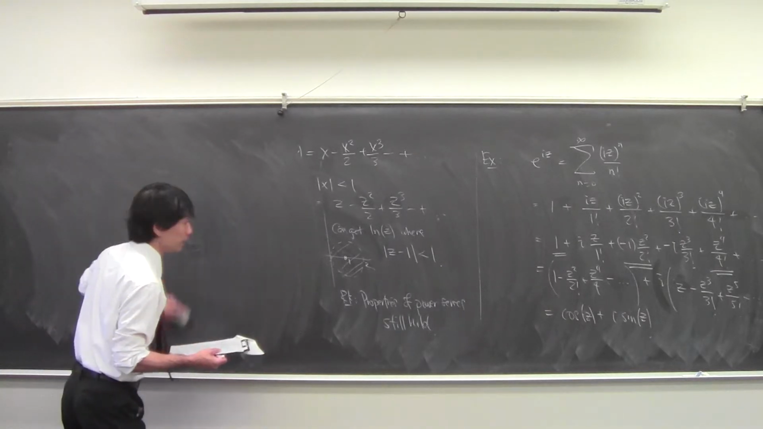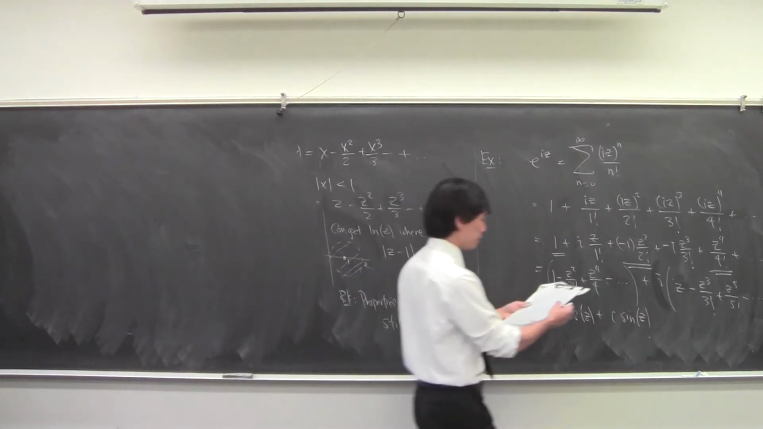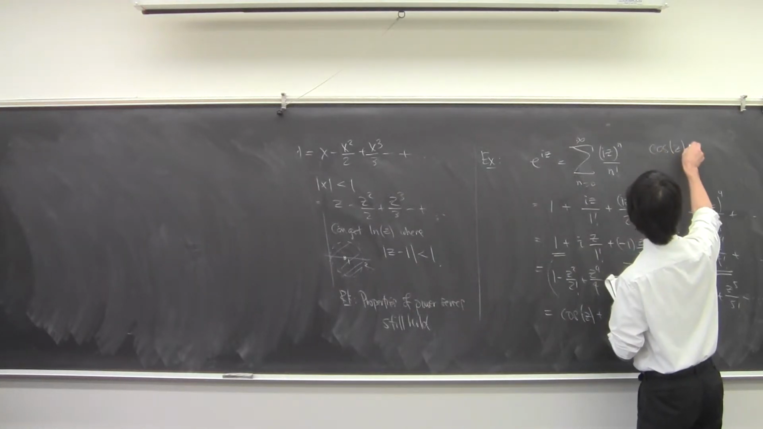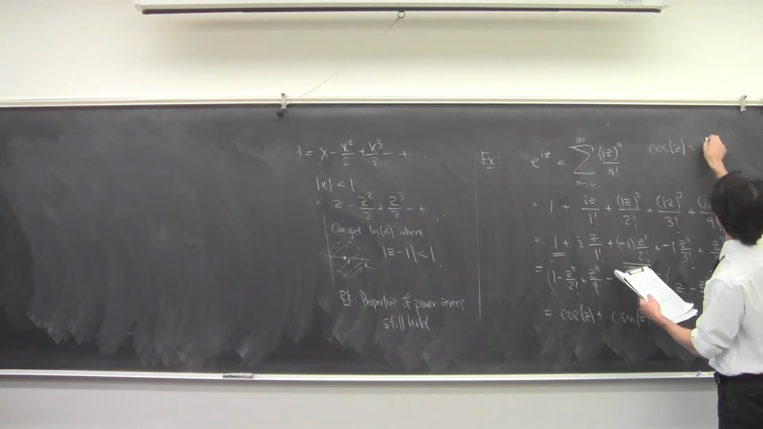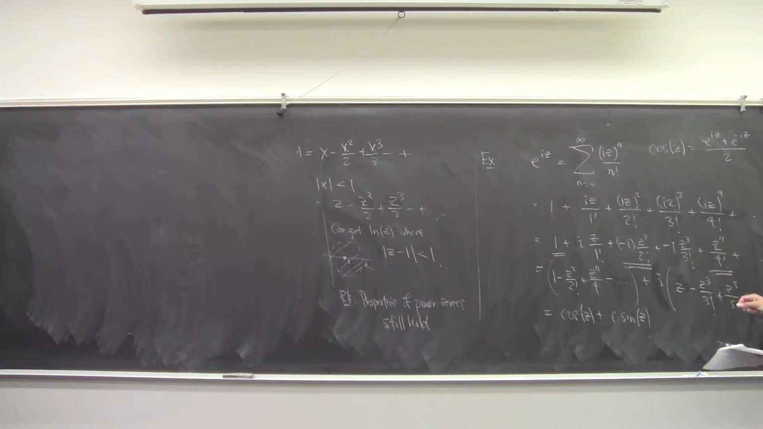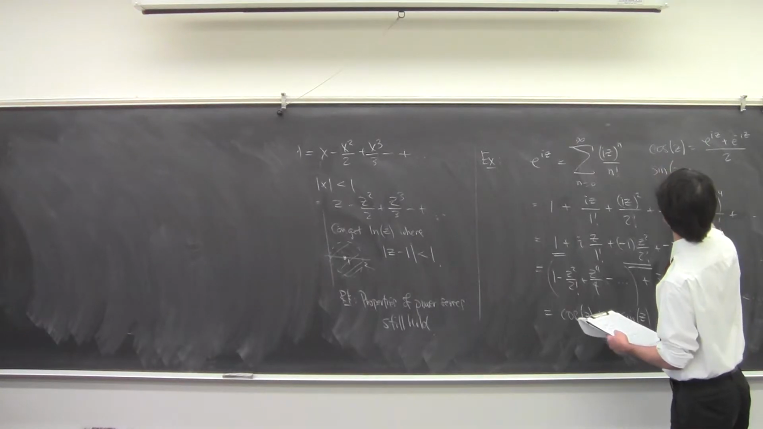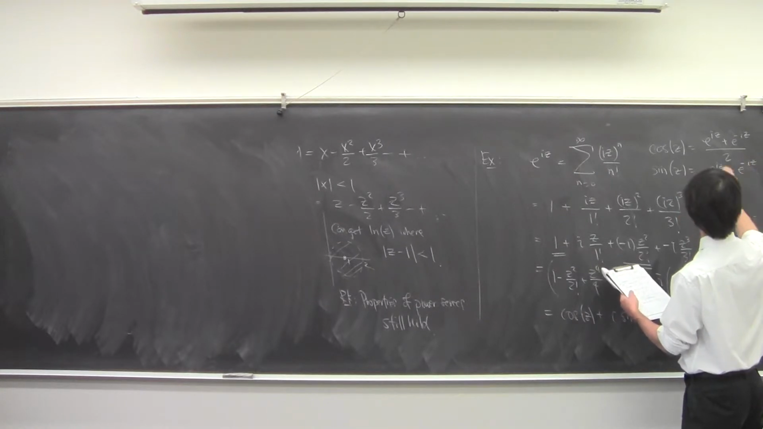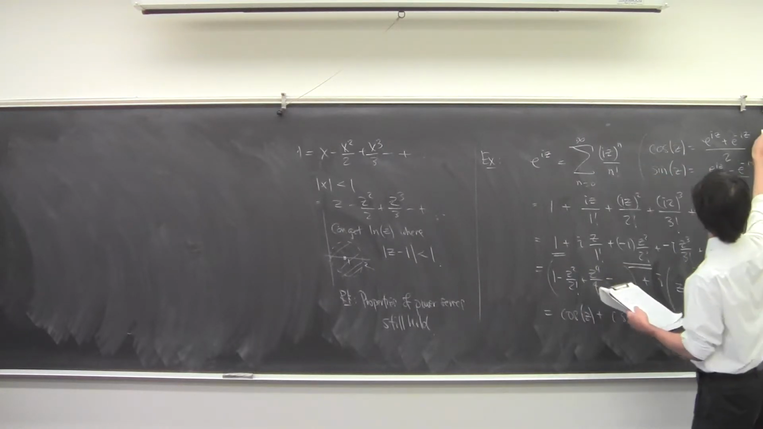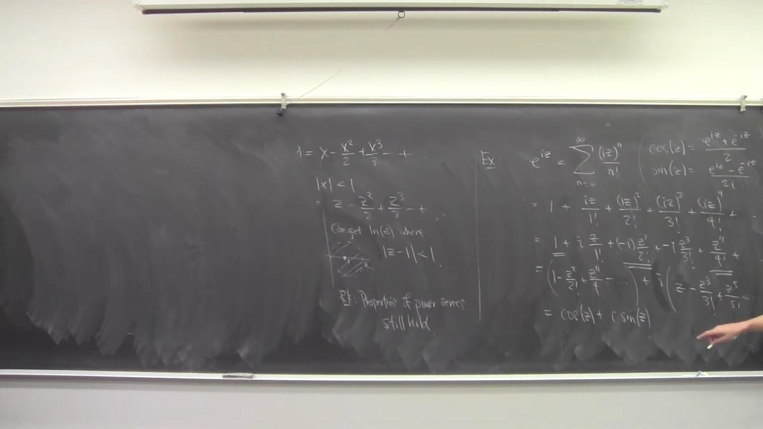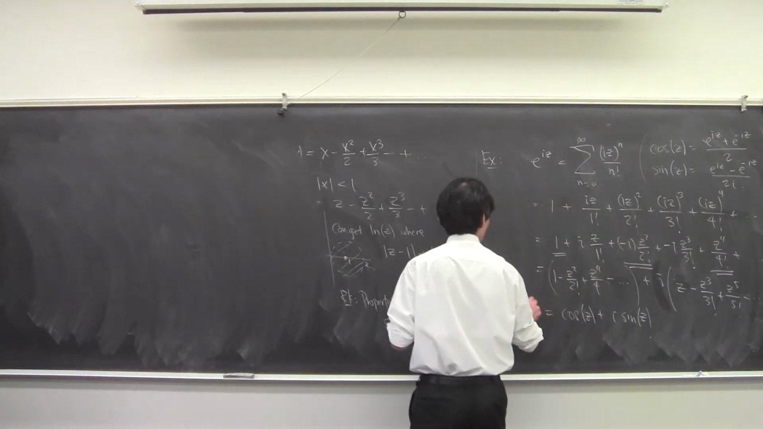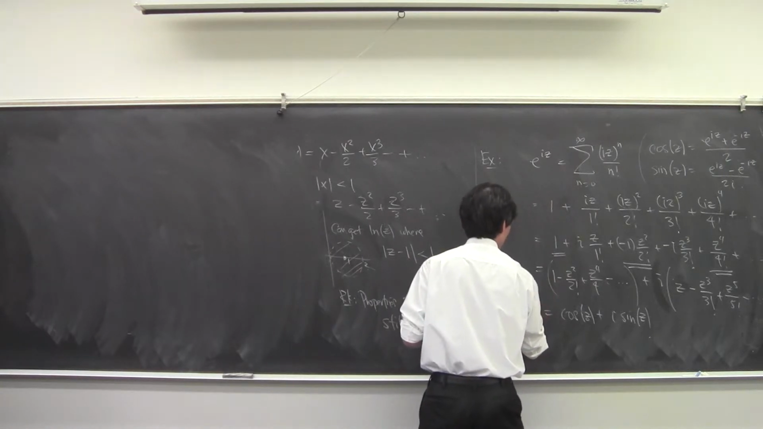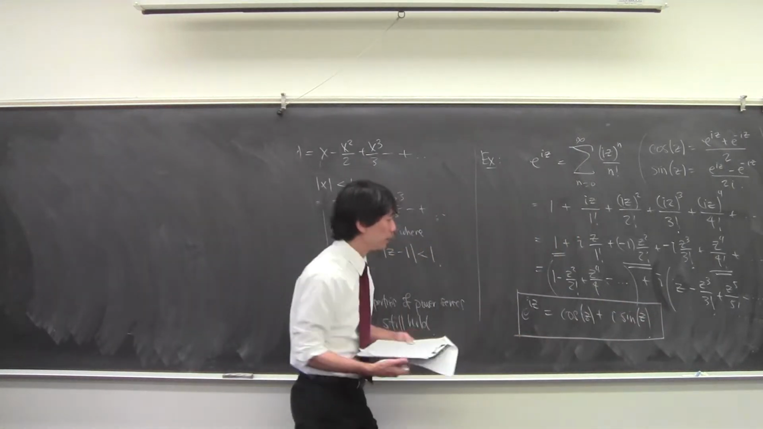Right. In fact, you could express cosine very cleanly as e to the iz plus e to the minus iz over 2. And sine as e to the iz minus e to the minus iz over 2i. As a consequence of this relation. This is a pretty famous formula.